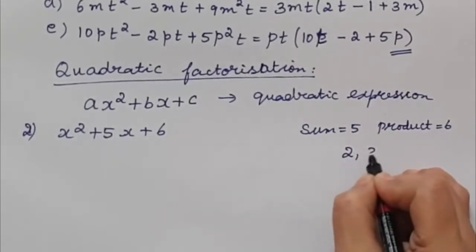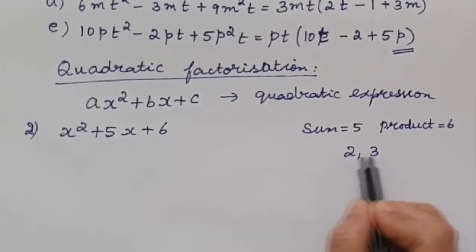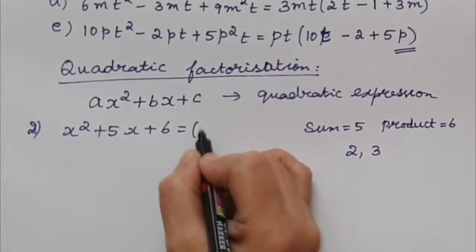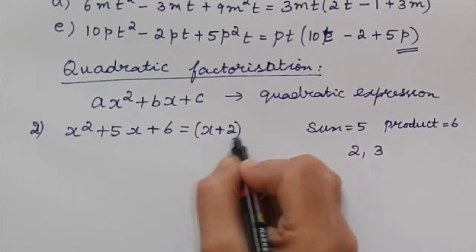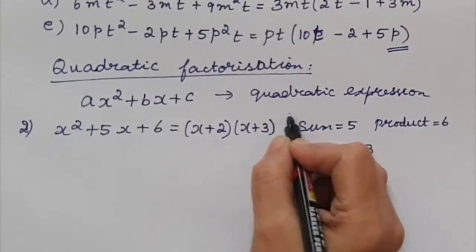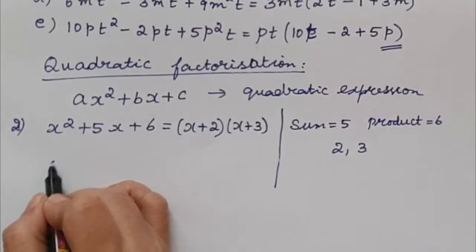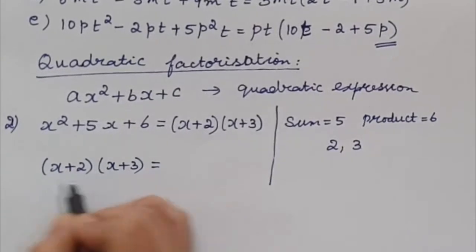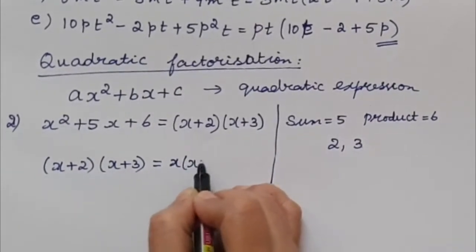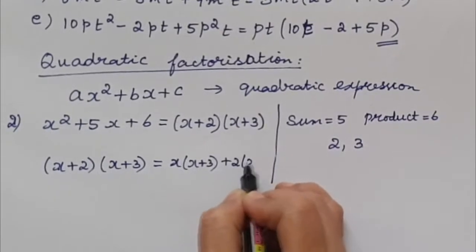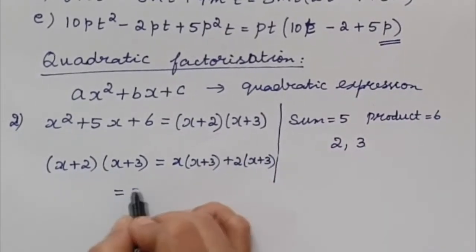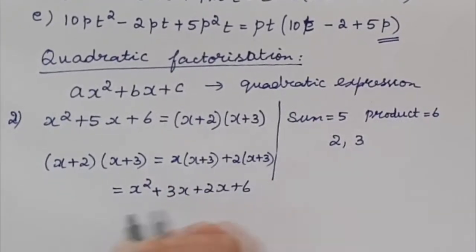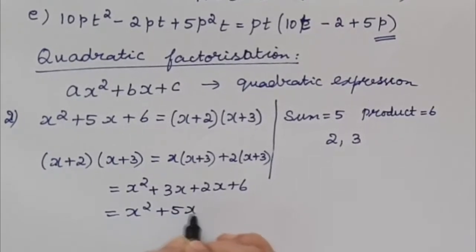Suppose you take two numbers, 2 and 3. When I multiply these two numbers, we get 6. When we add them, it is 5. So this can be written as x plus 2 into x plus 3. Now let us check whether this is correct. We'll go on to our normal expansion. x plus 2 into x plus 3 will be equal to x multiplied with x plus 3, and then 2 also multiplied with x plus 3. So this will be equal to x squared plus 3x plus 2x plus 6. So it is x squared plus 5x plus 6.